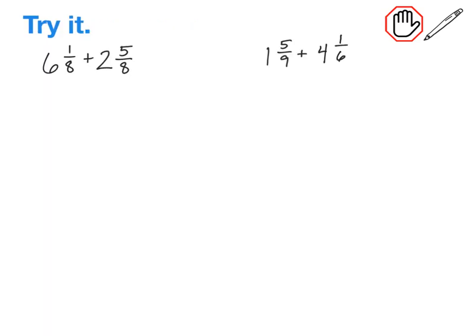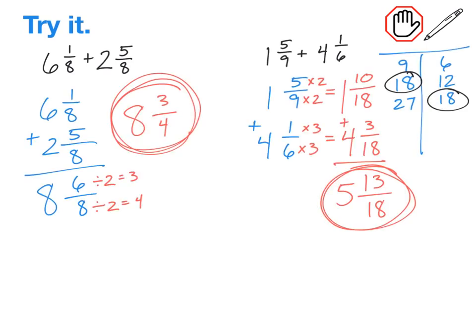Now it's your turn to try it. Pause the video, give these a try, and then when you're ready, press play and I'll reveal the answers. Okay, so adding up 6 and 1/8 plus 2 and 5/8, I get a sum of 8 and 3/4. And adding up 1 and 5/9 plus 4 and 1/6, I get a sum of 5 and 13/18.